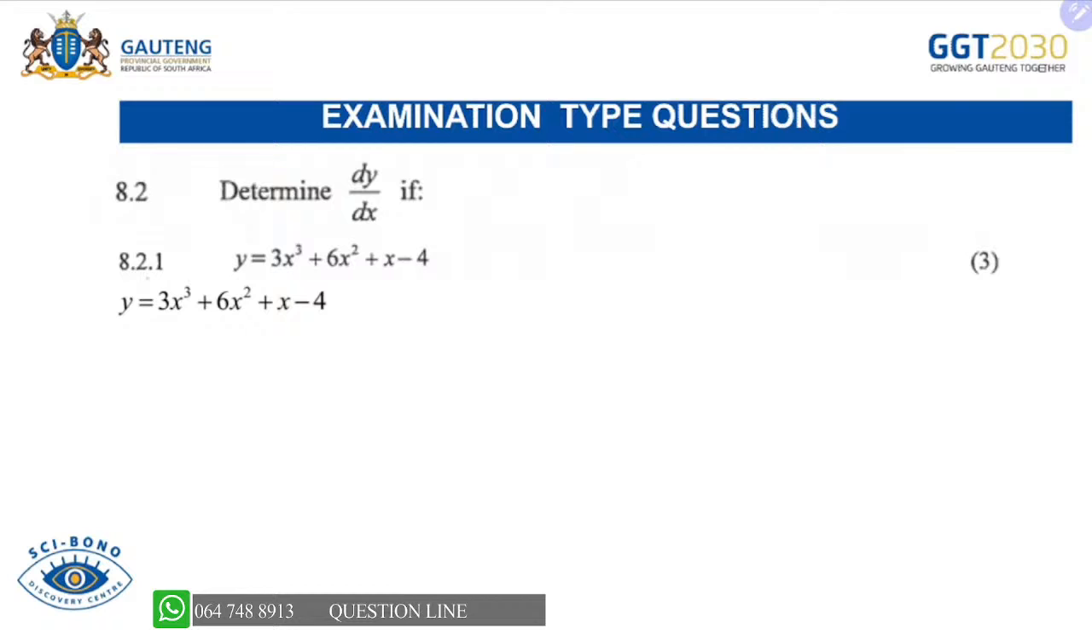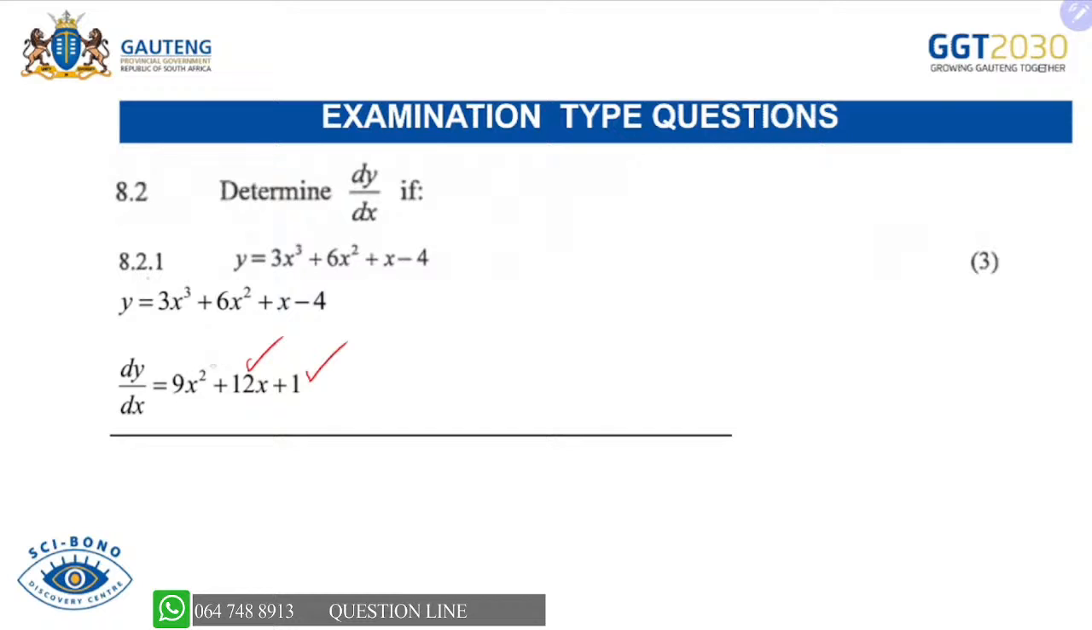So to find the derivative, our exponent is 3. 3 times 3 will give us 9. And our exponent becomes x squared. So we'll have 9x squared plus 12x plus 1. So for each of these terms, you are getting 1 mark in an exam. The question is 3 marks because you did not have to manipulate anything there.